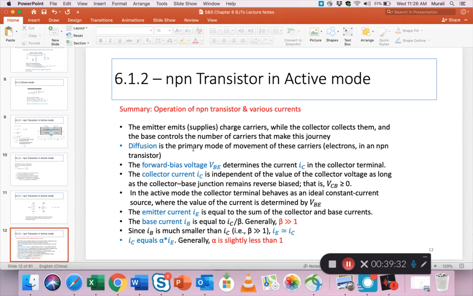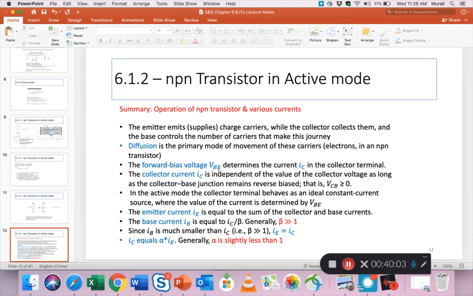Diffusion is the primary mode of movement of these carriers. You remember diffusion and drift, right? And what we are saying is primarily it's diffusion, even though you have all these voltages applied. The voltages that are applied create concentrations of minority carriers. All this physics you can read in the textbook a little more, but just understand that diffusion is the primary mode of movement.